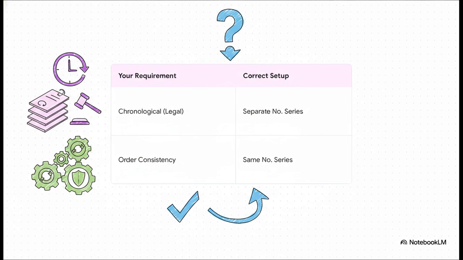So this really breaks it down nicely. It's pretty simple. If you have a legal requirement for chronological posted documents, then you've got to use separate number series. No way around it. But if what you really care about is just consistency and making things easier to track, then using the same number series is definitely the right move.